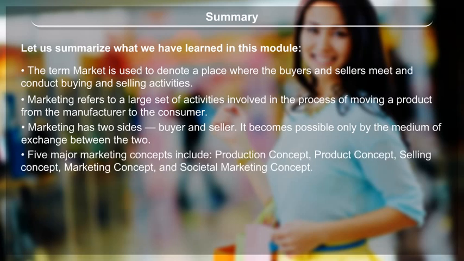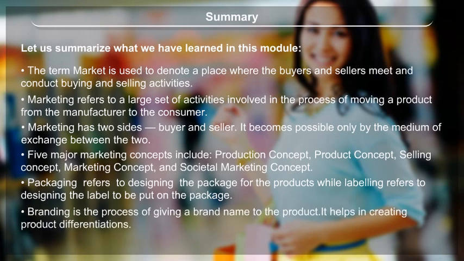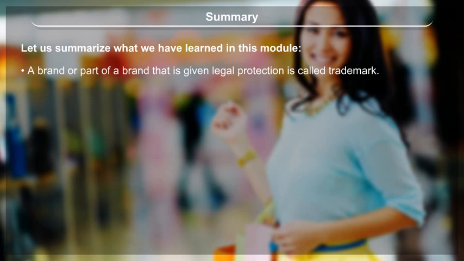Five major marketing concepts include production concept, product concept, selling concept, marketing concept, and societal marketing concept. Packaging refers to designing the package for the products, while labeling refers to designing the label to be put on the package. Branding is the process of giving a brand name to the product. It helps in creating product differentiations. A brand or part of a brand that is given legal protection is called trademark.